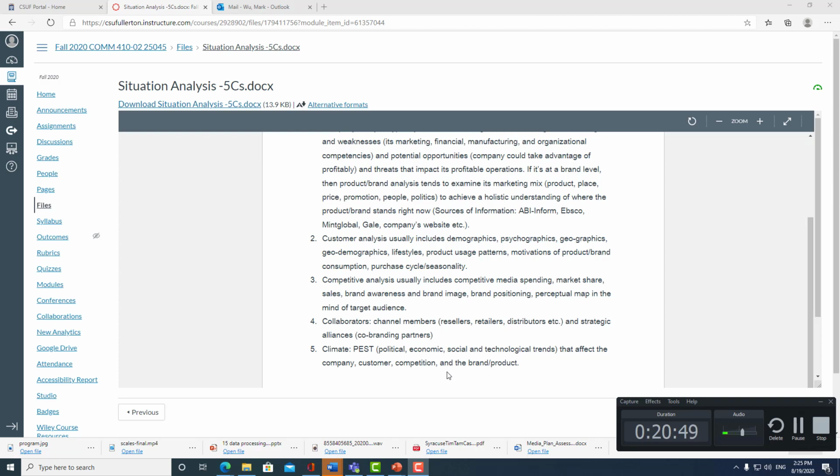Number 5 C is called climate. Climate actually has 4 parts, the acronym PEST, P-E-S-T. I mean political, economic, social, and technological trends. The climate, the macro environment, is extremely important for any company to operate. For example, right now the macro environment is very, very harmful to any operation, whether you're a business or nonprofit. It's just a horrible environment.